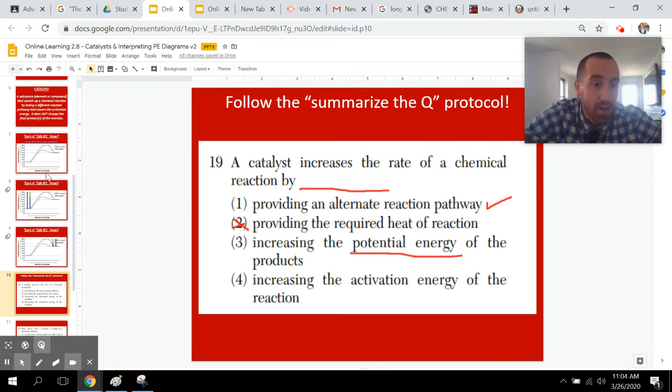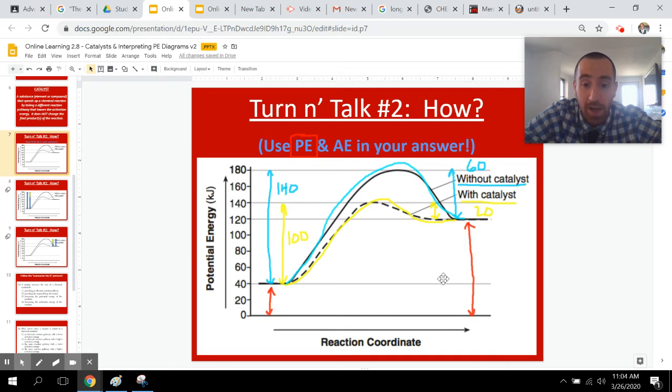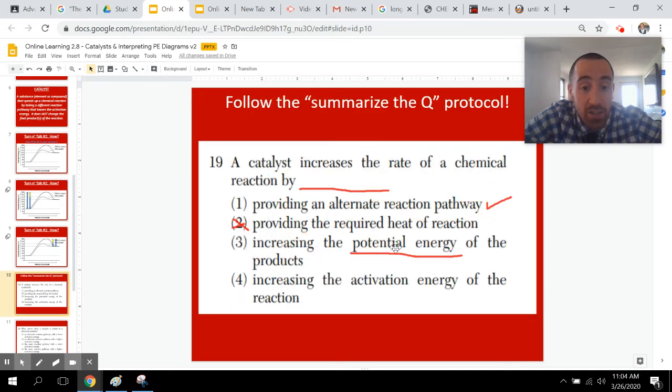And in fact, going back to our slide here, we found out that the potential energies of the reactants and products stay the same. Those red arrows are the same both with and without a catalyst. So potential energy of reactants and products are not changed. We are dealing with activation energy. So this question says we're increasing the potential energy. That's not true. The potential energy is staying the same when you have a catalyst. And then the activation energy. Increasing the activation energy of the reaction. Now we have these 2 answer choices that suddenly seem plausible because they both include the components that were in the definition, the reaction pathway and the activation energy.